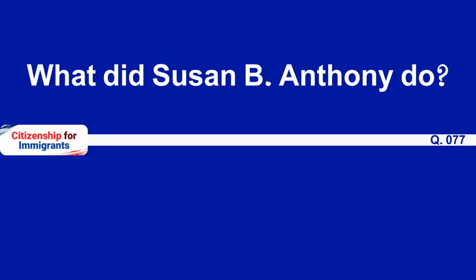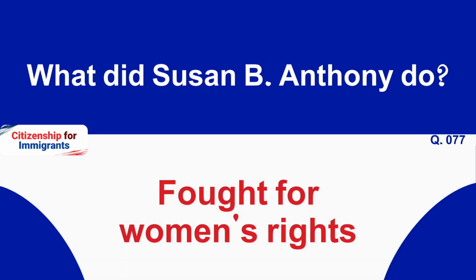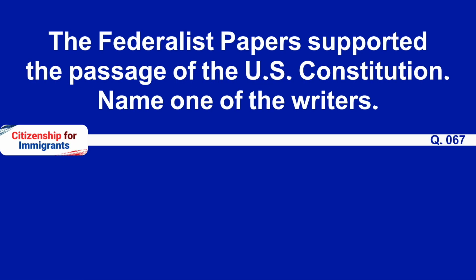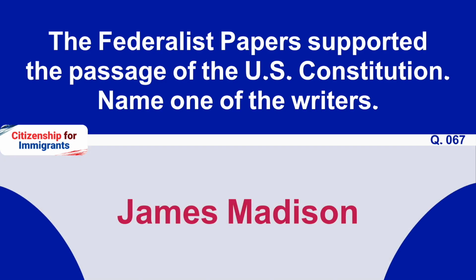What did Susan B. Anthony do? Fought for women's rights. The Federalist Papers supported the passage of the U.S. Constitution. Name one of the writers. James Madison.